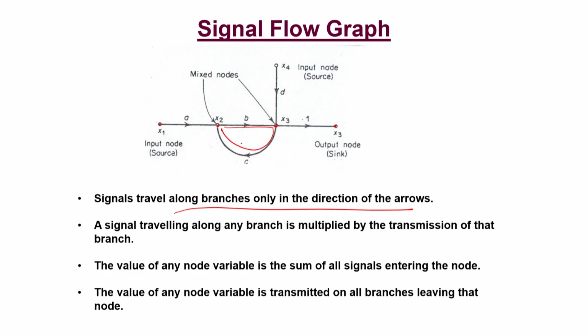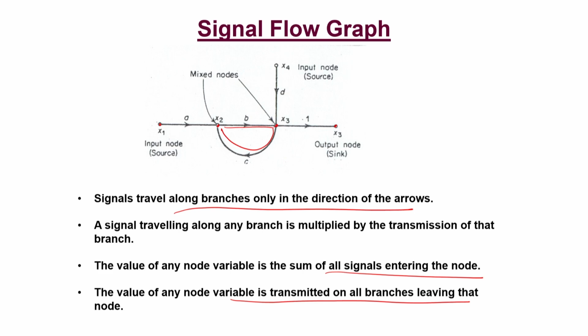Following this, a signal traveling any branch is multiplied by its transmittance, and that becomes the nodal value at the other end. The value of any node variable is the sum of all signals entering the node, and the value of any node variable is transmitted on all branches leaving out of it.